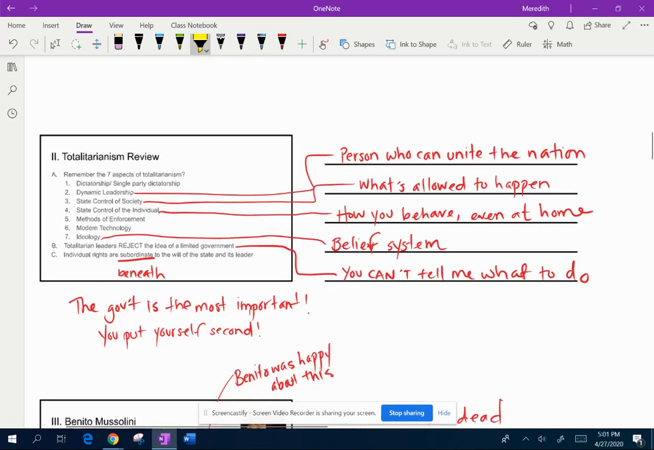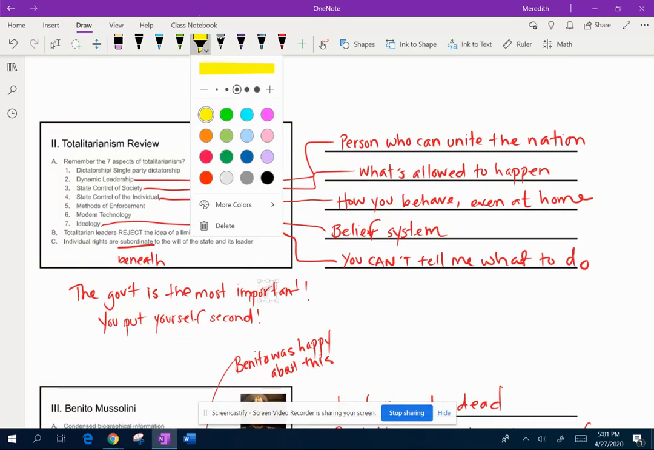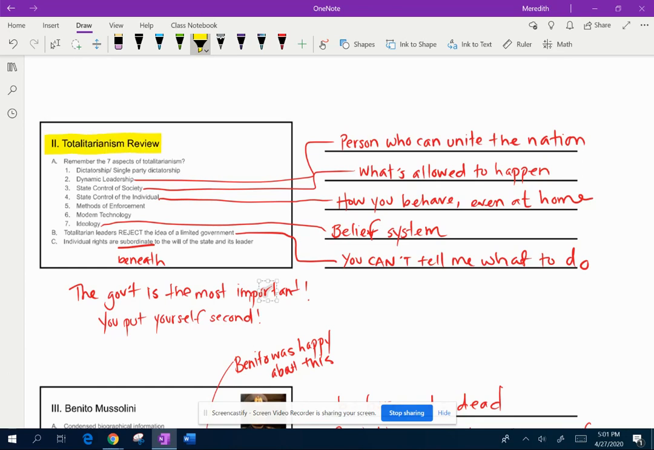Now, before I keep on moving on, I do want to just go over and review the seven aspects of totalitarianism.